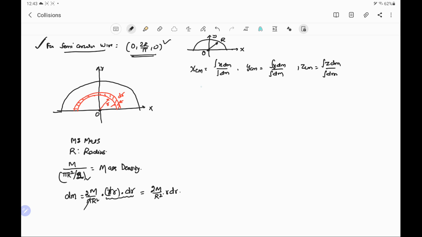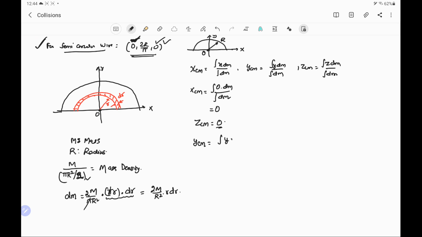For this semicircular disc, the x coordinate of the center of mass of the ring is 0. Because the x coordinate is 0, the x center of mass will be 0 into dm by dm, and it will give a value of 0. Similarly, the z center of mass will also be 0, because the z coordinate of the center of mass of the ring is also 0. Now we have to find the y coordinate of the center of mass.